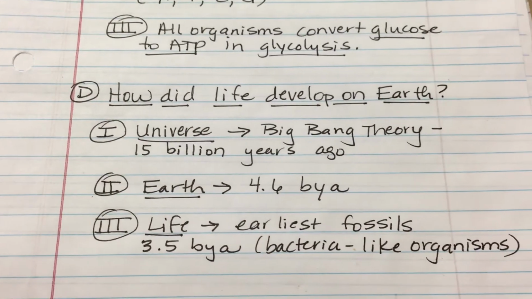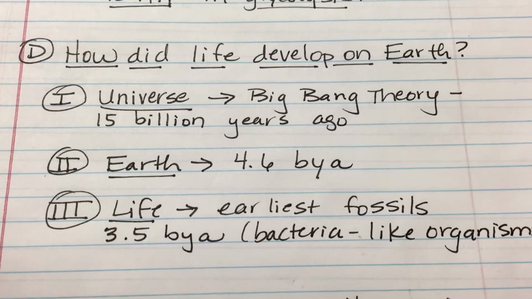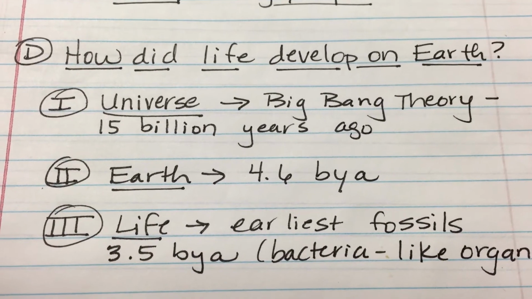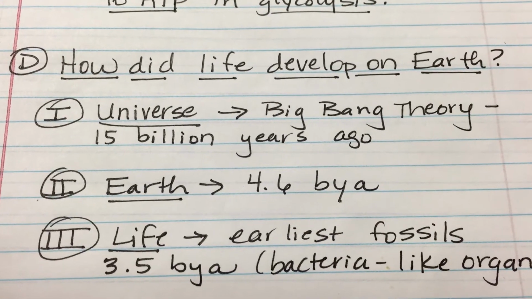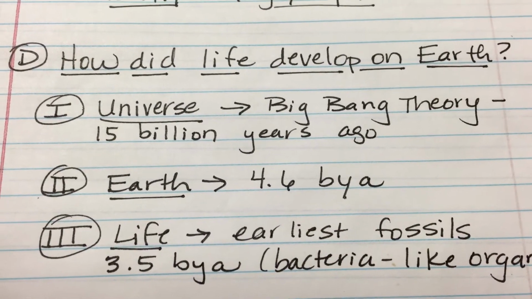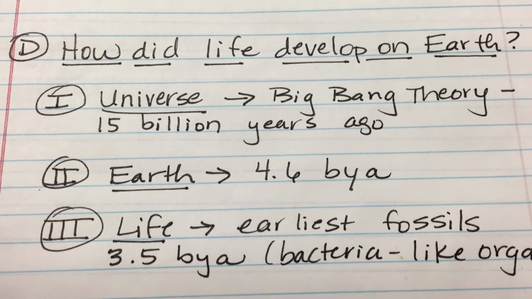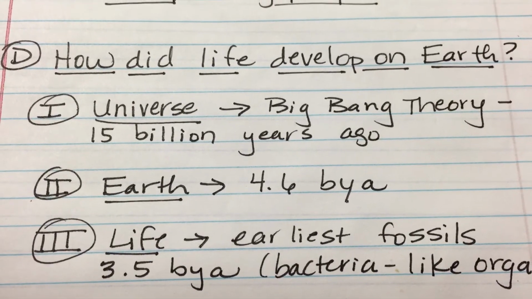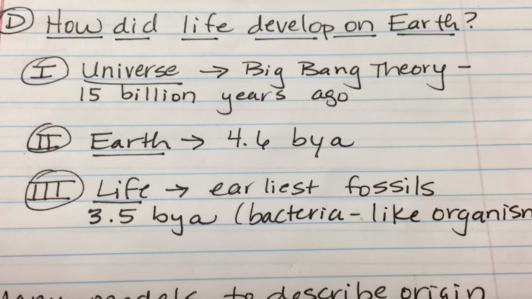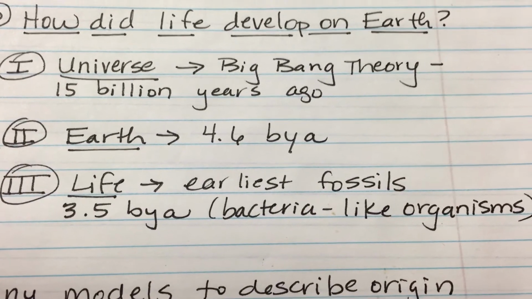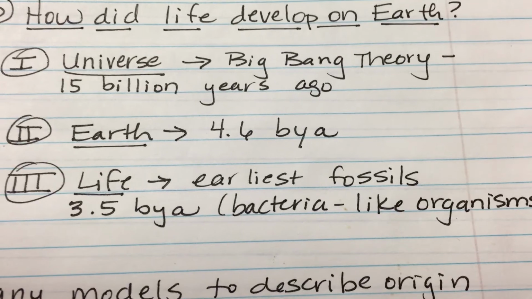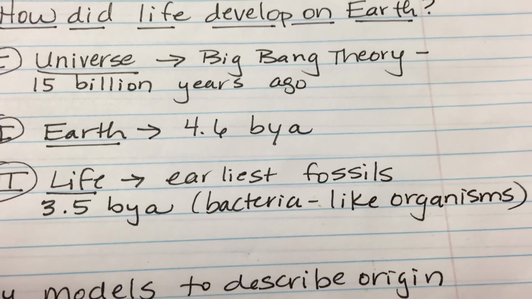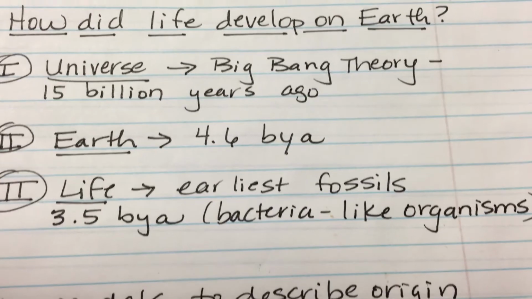We then moved on to talk about how life developed on Earth according to scientists. We discussed the Big Bang Theory, which describes the origin of the universe, and this massive explosion supposedly occurred 15 billion years ago. After billions of years, particles came back together to form the Earth, and Earth's approximate age is 4.6 billion years old. From there, it took about another billion years for the first organisms to form. We say this because the earliest fossils that we have are 3.5 billion years old. They are like bacteria, and so at this point we're saying the first organisms were bacteria-like creatures.